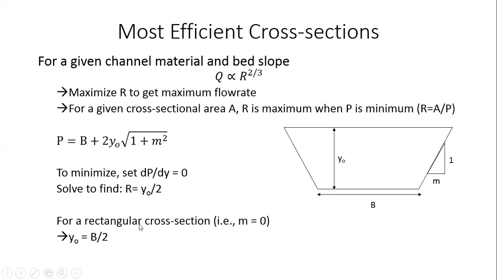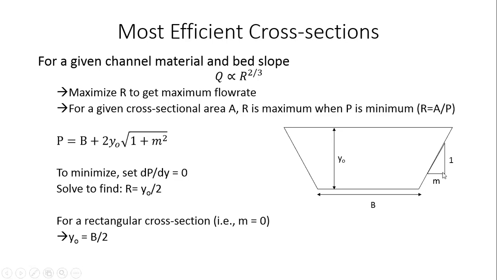Now, if you think of a rectangular cross-section as a limiting case of a trapezoidal cross-section, that is m equal to 0, if you solve for that, you will find out that for a rectangular cross-section, the maximum flow rate happens when the flow depth y0 is equal to B by 2. It is half the bottom width. So this is for a trapezoidal cross-section. Remember, I have not placed any constraint on m. For any m, this is the maximum flow rate possible. At this R, maximum flow rate will happen.